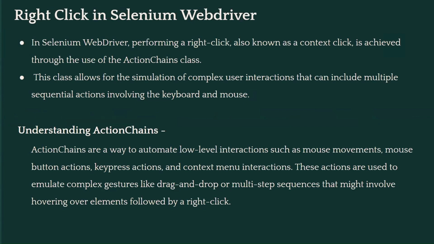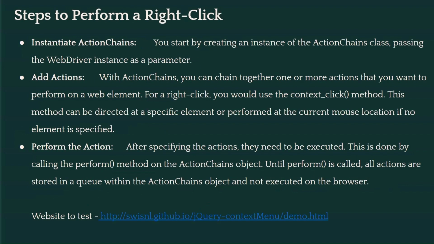So in Selenium WebDriver, performing a right click, also known as context click, is achieved through the use of the action chains class. Just like in dropdown, we used a class named Select, here in actions we are going to use a class named ActionChains. This is the class name. Action chains are a way to automate low-level interactions such as mouse movement, mouse button, key press actions, context menu. These actions can be used to emulate complex gestures like drag and drop that might involve hovering over the elements followed by a right click. Basically, the actions that we perform can be handled through the action class.